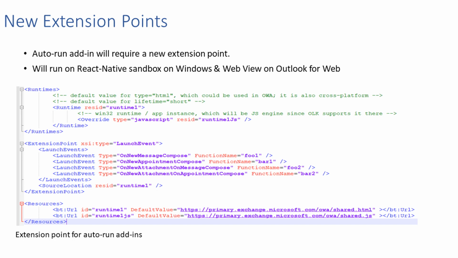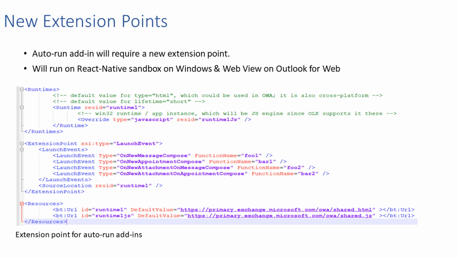But the idea is that we are going to open a new element within the manifest that we're going to be able to declare that your add-in supports Autorun. So basically, you have to declare the runtimes element. And then there are a few new extension points that you can use.